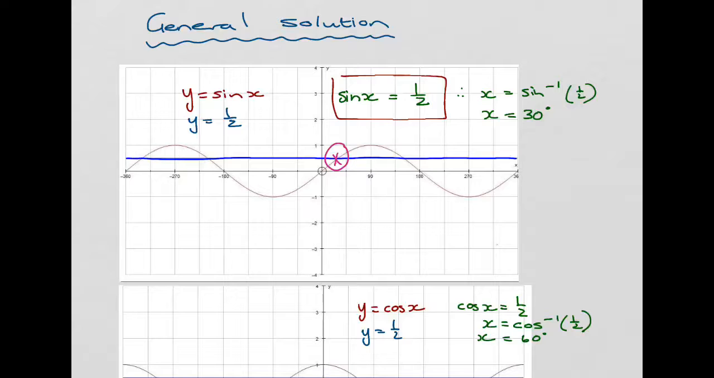So we need to find the rest of them. Now, if we're having a look, we can see that the blue line is going to cut this graph from negative 360 to 360 four times. So how do we find those four values?